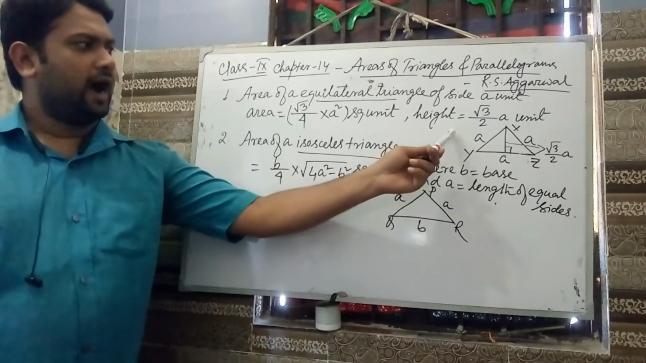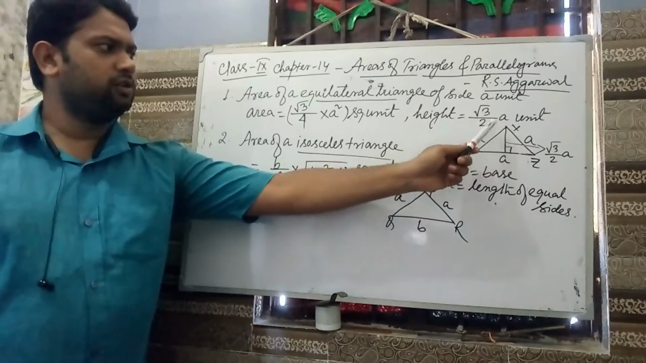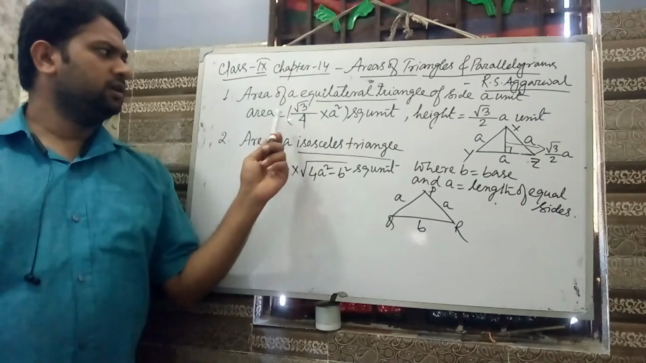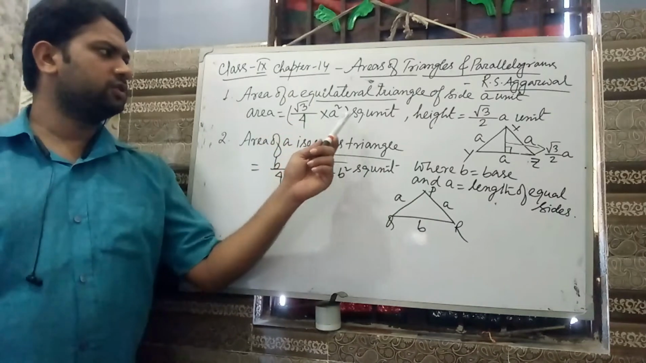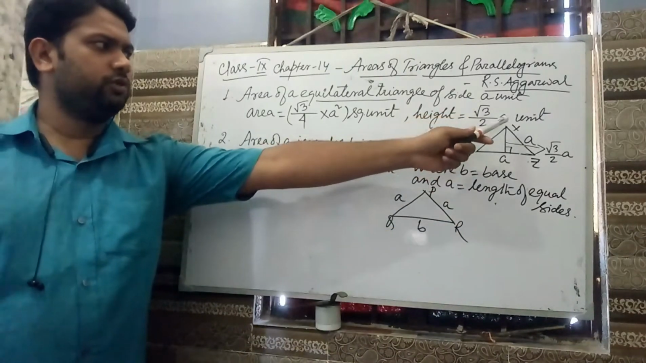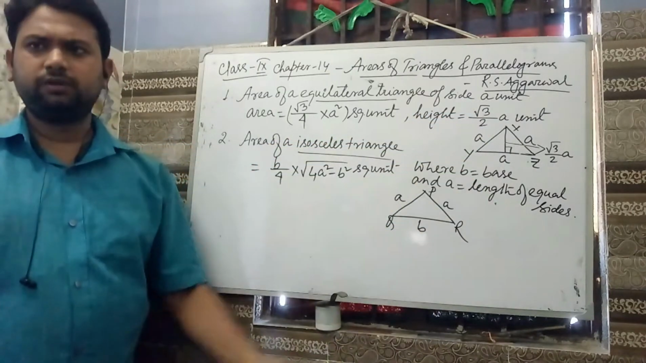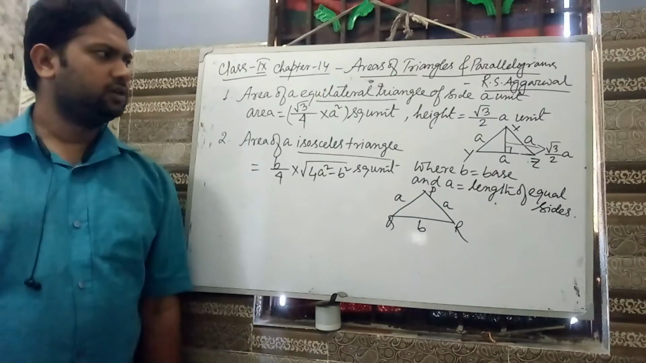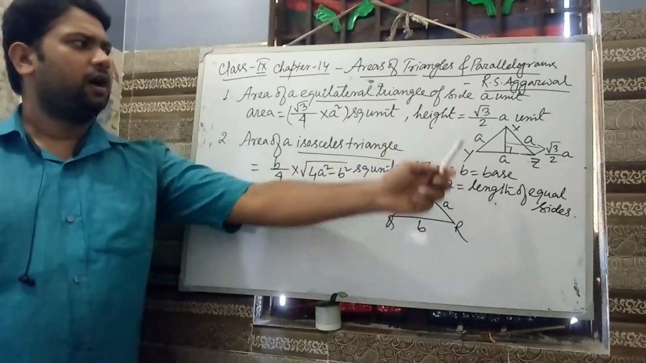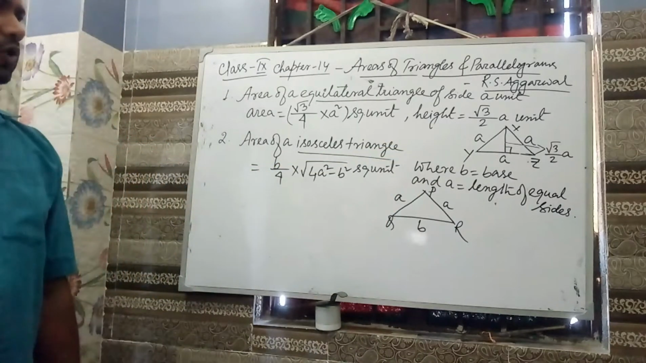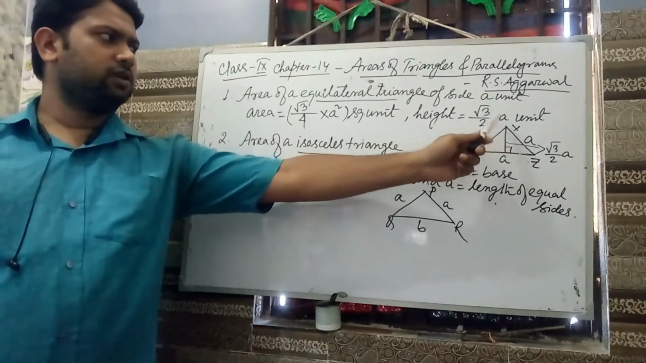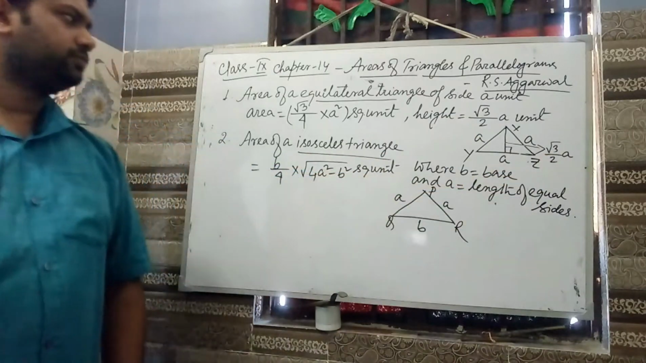So the height will be √3 by 2 into A unit, and the area will be √3 by 4 into A square unit. This height √3 by 2 into A can be proved, but that is not required here. Just memorize this formula. Height of an equilateral triangle is √3 by 2 into side. Here we have written √3 by 2 into A because length of each side is A unit.